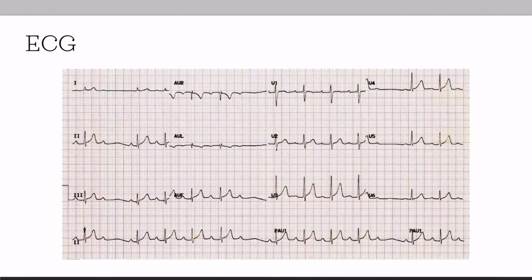So moving on to our rate, we know we have an irregular rhythm, so we've got to use our multiply by 6 method. So we're going to go to our rhythm strip, look for all of our beats, and we've got 1, 2, 3, 4, 5, 6, 7, 8, 9, 10, 11. So we're going to multiply that by 6, and that gives us about 66 beats per minute.